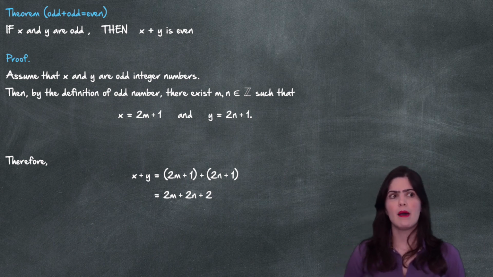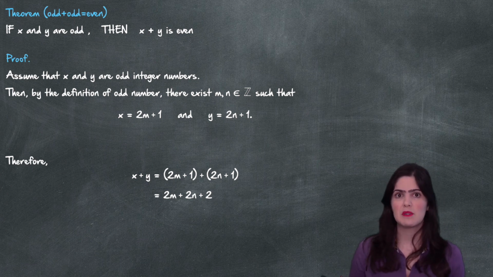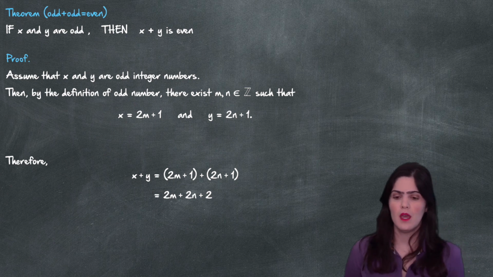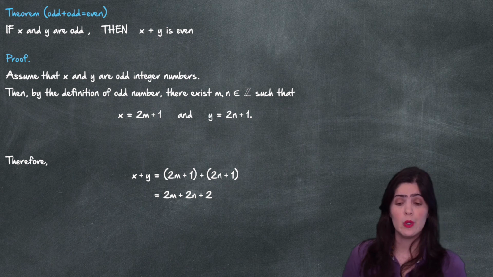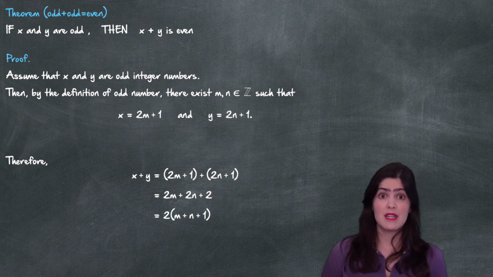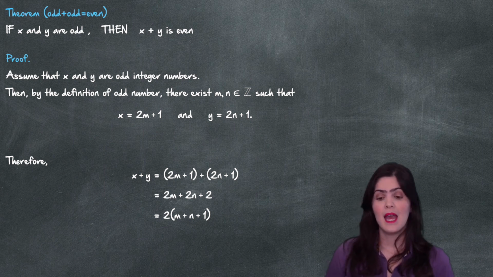But now, remember, my end goal was to end up with x plus y is even. So x plus y is equal to 2 times something. But here you see we have 2 everywhere. We have a common factor of 2. So then this can be written as 2 times m plus n plus 1.